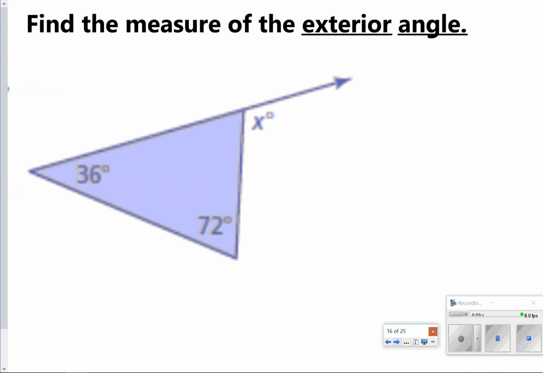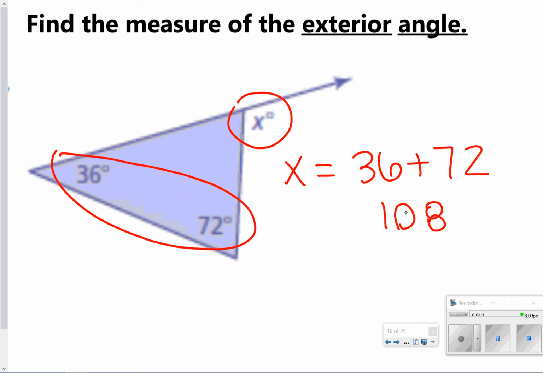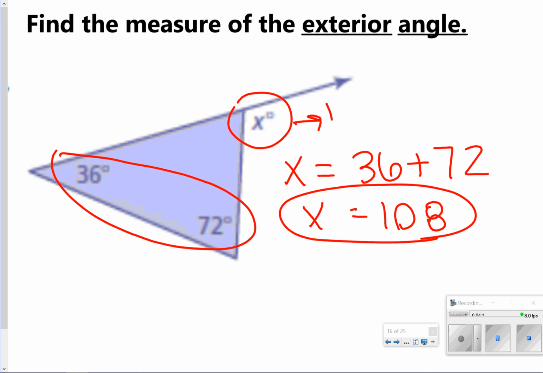So this first one I'm going to do for you, and you're just going to see how it's done. I've got two non-adjacent angles here and an exterior angle. All I know is that what we just wrote down is the exterior angle is equal to the sum of the non-adjacent interior ones. So I'm just going to add both interior angles that are not next to the exterior one. 36 plus 72 is going to give me 108.